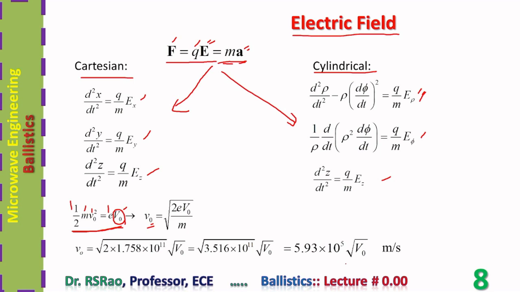A little bit of manipulation gives us the relation 5.9 × 10^5 √V0. This relation we encounter in the case of klystron amplifiers, reflex klystron oscillators, magnetrons, traveling wave tubes, in almost all microwave tubes.